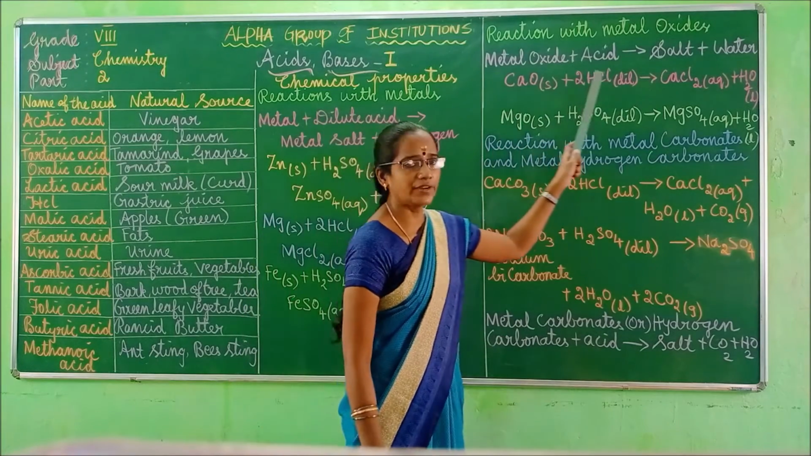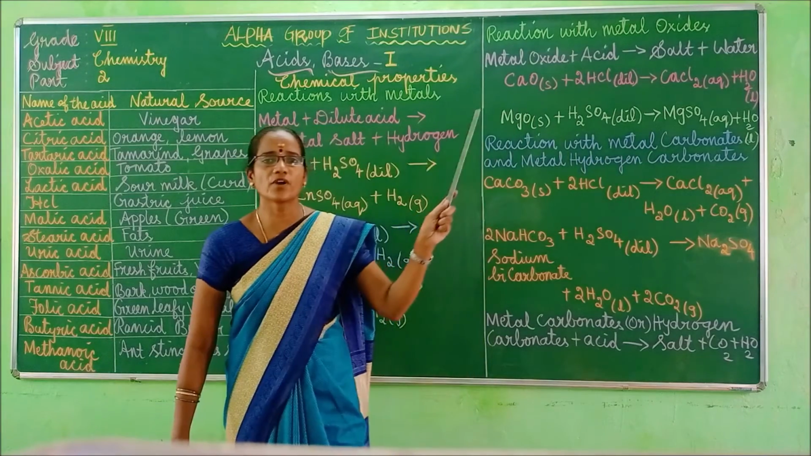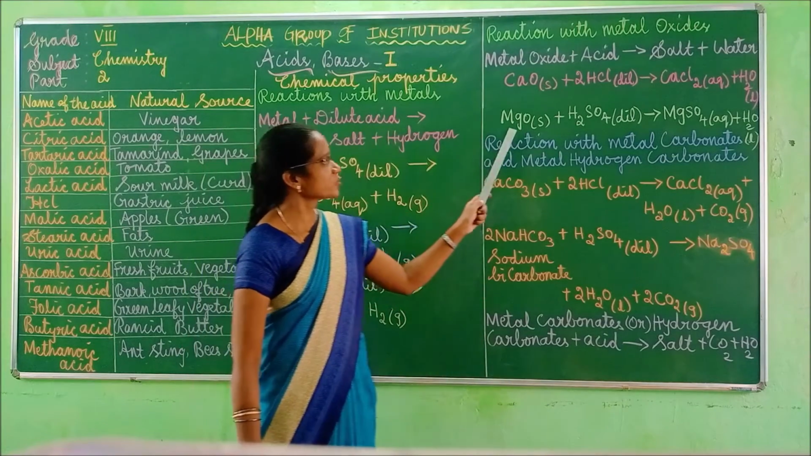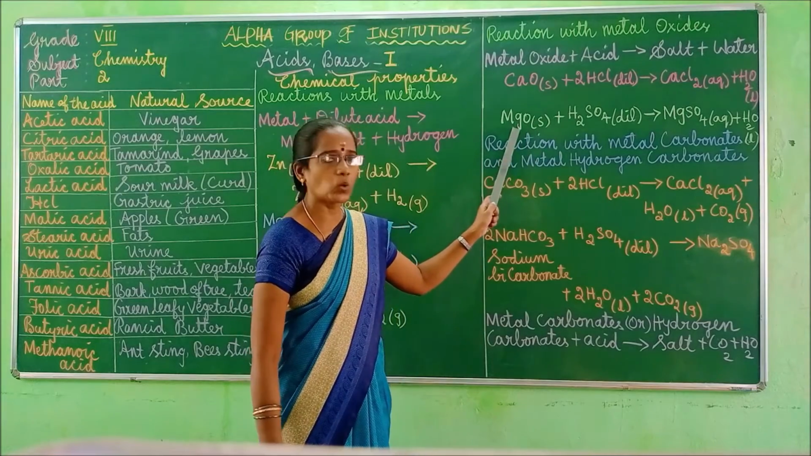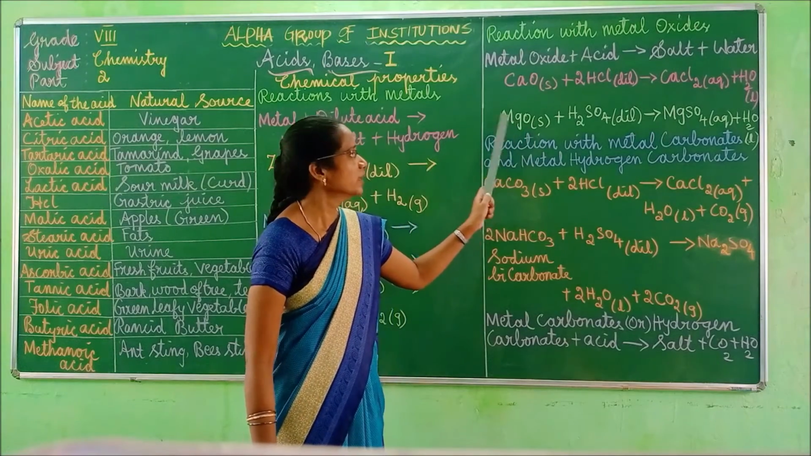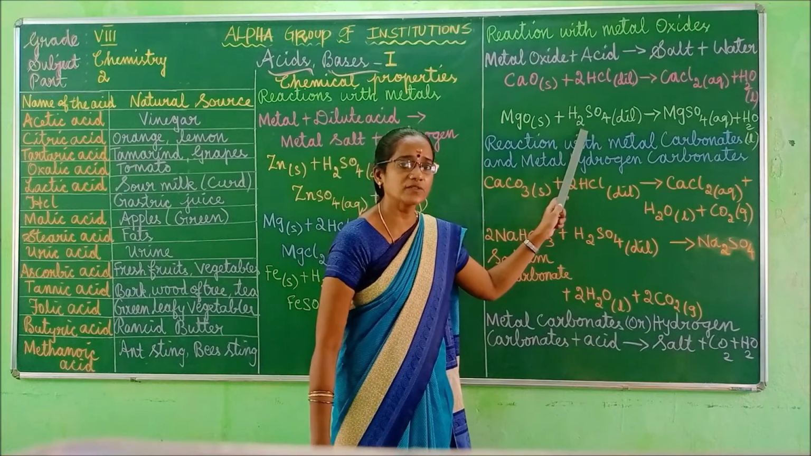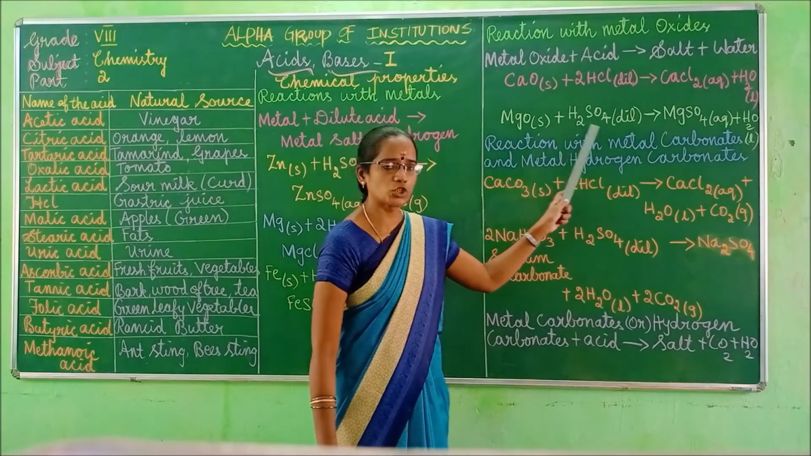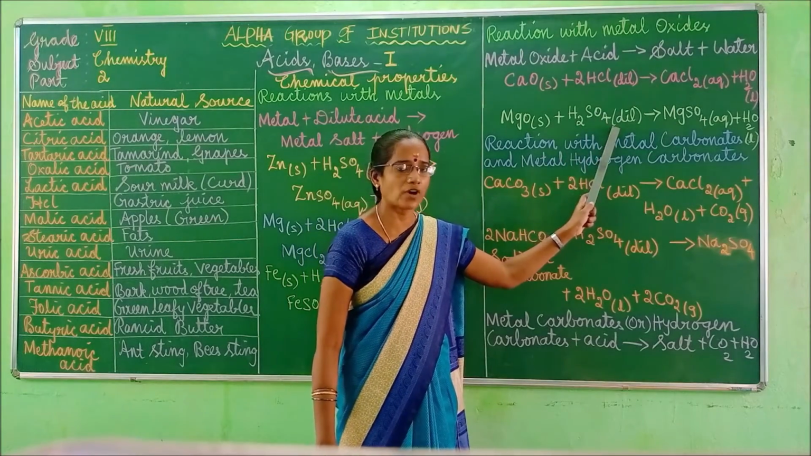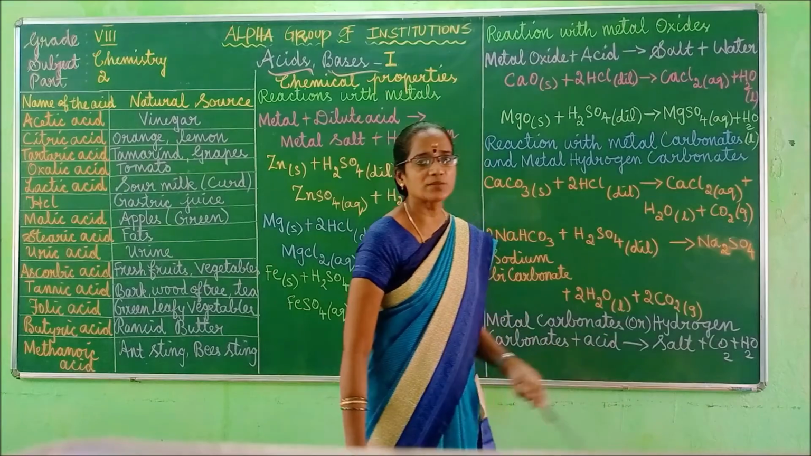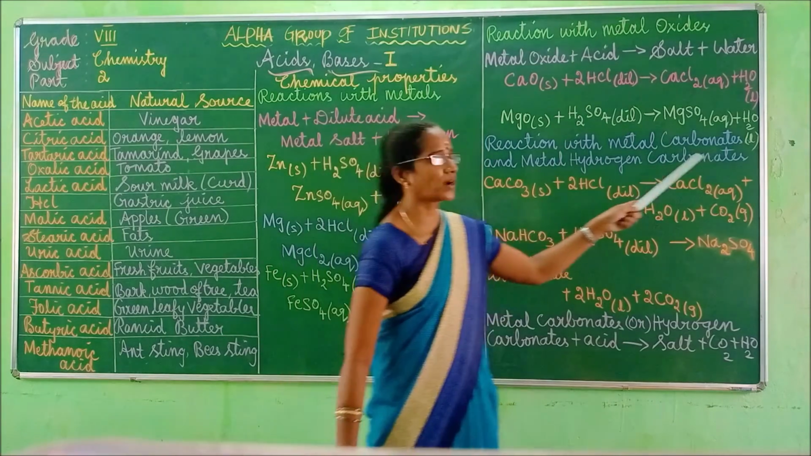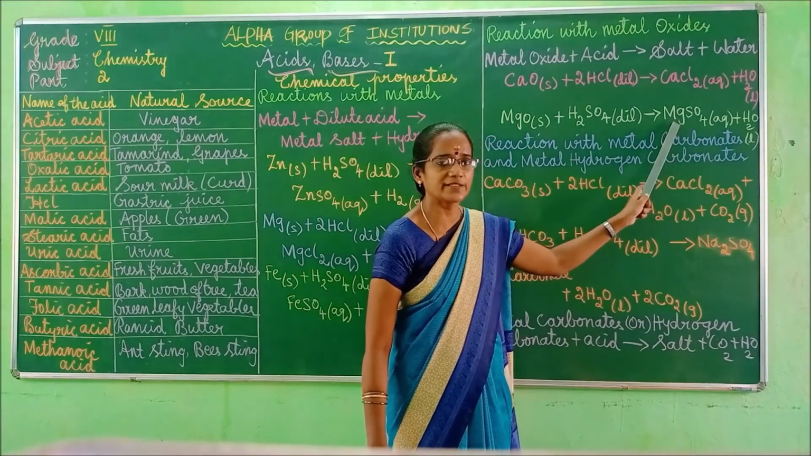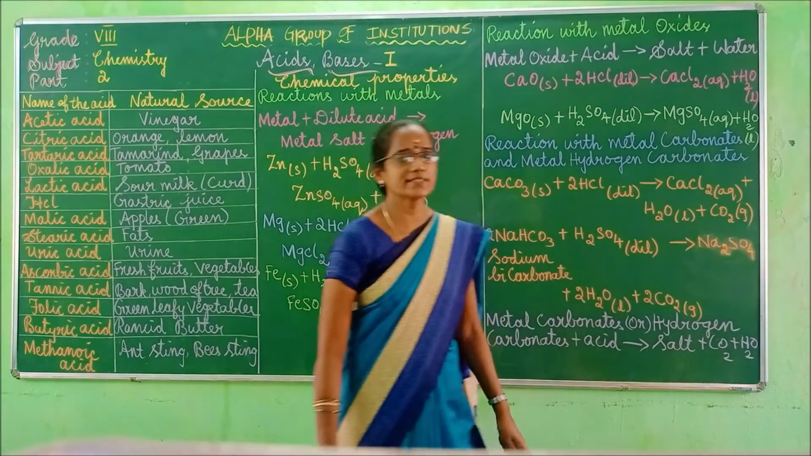So when a metal oxide reacts with an acid, which products are formed? Salt as well as water. Next one is magnesium oxide, MgO. Magnesium oxide is a solid. When this magnesium oxide reacts with sulfuric acid, what is the formula of sulfuric acid? It is H2SO4, also in the diluted form. Both react to produce the salt magnesium sulfate plus water. Magnesium sulfate, its formula is MgSO4. It is in the aqueous solution.